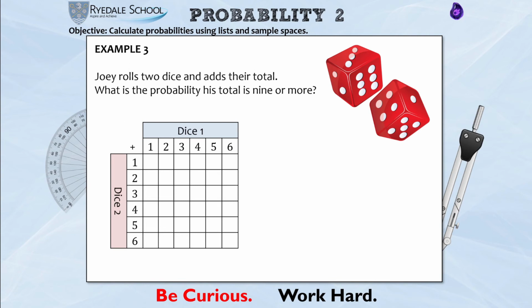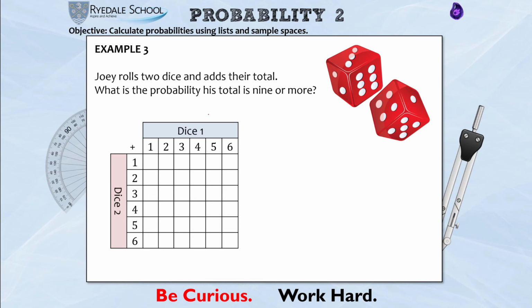Both examples that we've looked at so far have just involved us writing a list. Well, if you have something a little bit more complex, you might choose to use a sample space. And a sample space is pretty much equivalent to a list. It's often just a table showing you all the different outcomes. So, it says Joey rolls 2 dice and adds their total. What is the probability his total is 9 or more? Again, a very difficult question to ask if you didn't have information about what all the outcomes look like.